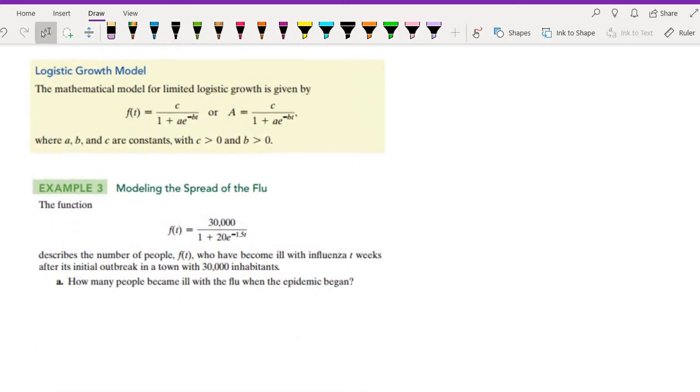So here we have the logistic growth model. Some mathematician already derived this for you. All you have to know is how to use it. Okay, so we have a mathematical model for limited logistic growth. It's given by f of t equal to c over 1 plus a times e to the negative bt, or A equal to c over 1 plus a multiplied by e to the negative bt power. One will use f of t, one will use A. One thing I want you to write down: in both cases, our c is just the limiting size. I'm going to explain more in example 3.